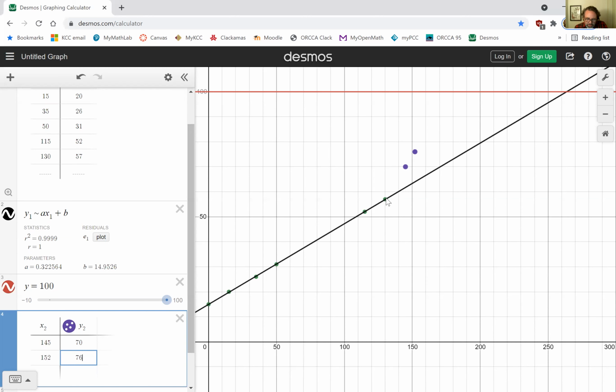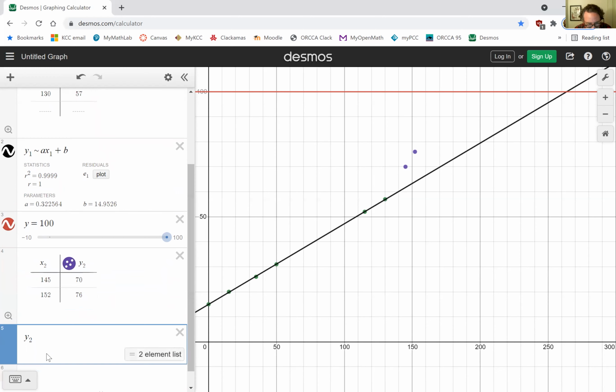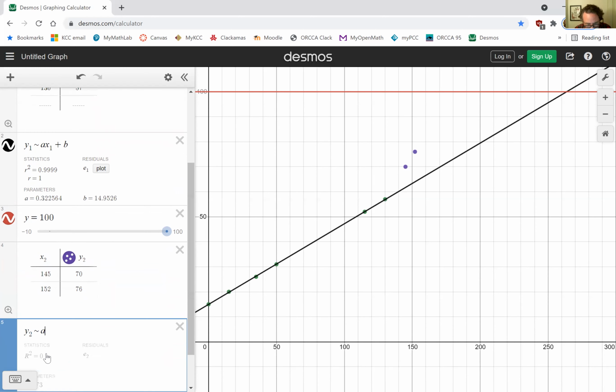So I guess I should start with this one as well. Well, it depends on when I unplugged it. Anyway, I'll make a regression line for y2 and x2: y2 tilde ax2 plus b. You can see that it does pass really close to this other data point.